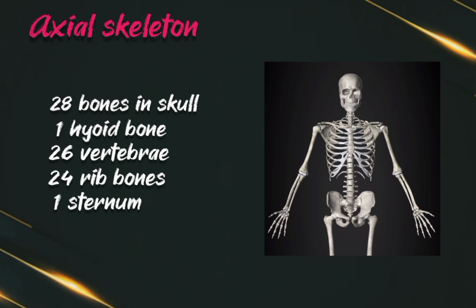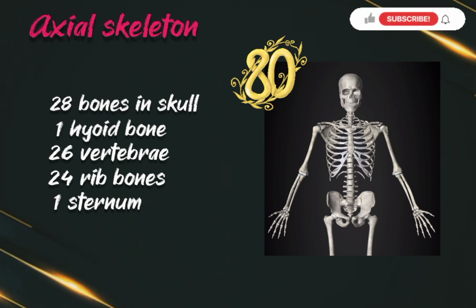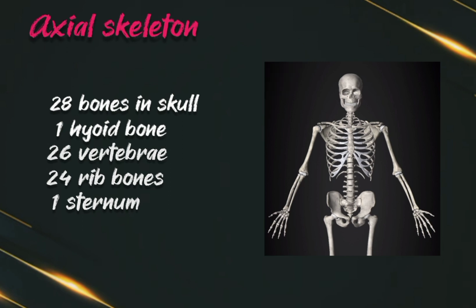Now let's sum all these bones: the 28 in the skull, the one hyoid bone in the neck, and the bones of the vertebral column, which include 7 cervical, 12 thoracic, 5 lumbar, 1 sacrum, and 1 coccygeal. And lastly the rib cage, which includes the 24 ribs and 1 sternum. If we sum all these, we get the number 80. So these 80 bones make up the axial skeleton of the human body.